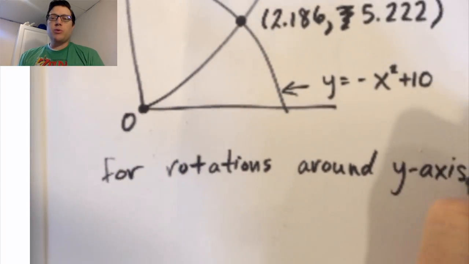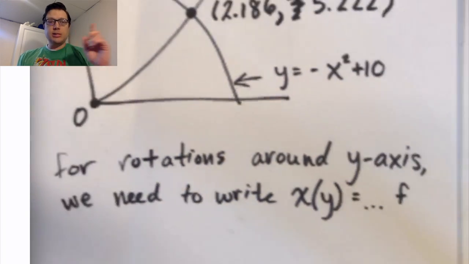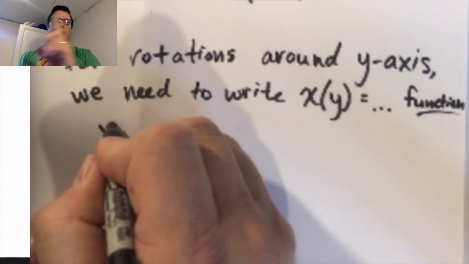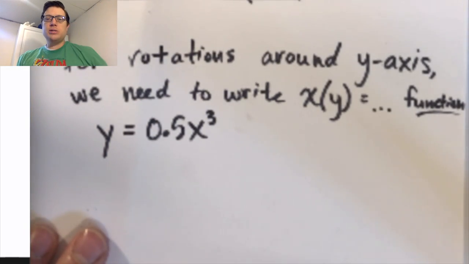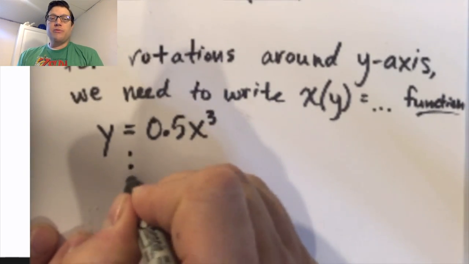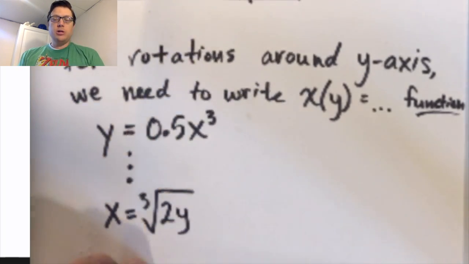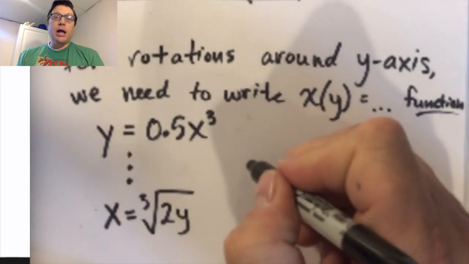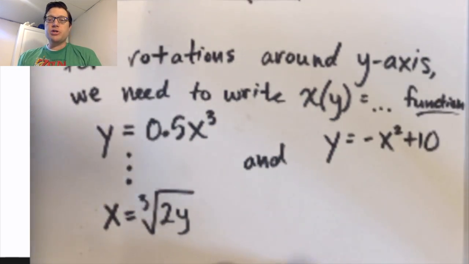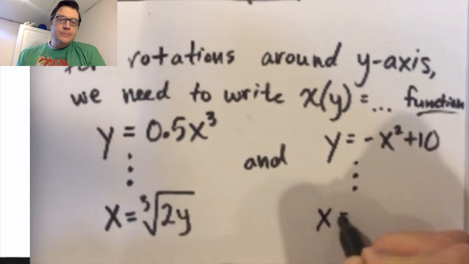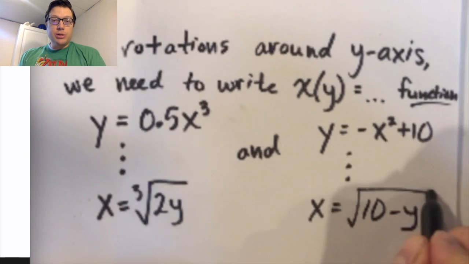We're rotating this around the y-axis. When you rotate things around the y-axis, that's making this vertical, like a column, as it were. We need to write things in terms of x as functions of y. So instead of saying y equals, you need to start by making it an x equals function. Both of them have to be written as x equals functions. And so with some algebra, getting the x isolated in both cases, we wind up with these two equations.